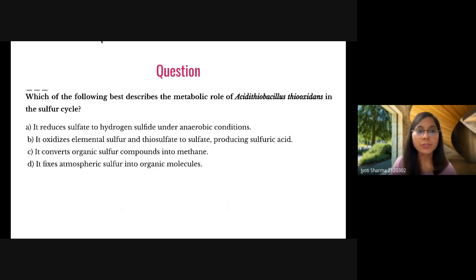Okay, coming to the next question, we have another type of bacteria, and you must have learned, there is a Thiobacillus bacteria, and right now the name of this Thiobacillus bacteria is Acidithiobacillus thiooxidans. So right now the name is not Thiobacillus, but it is Acidithiobacillus. Don't confuse with the terminology.